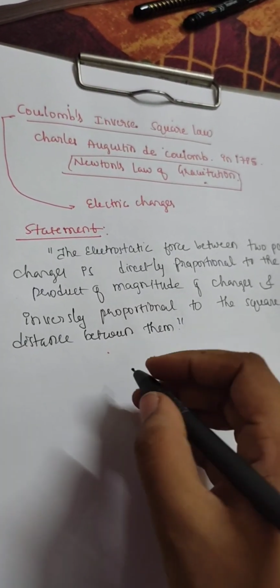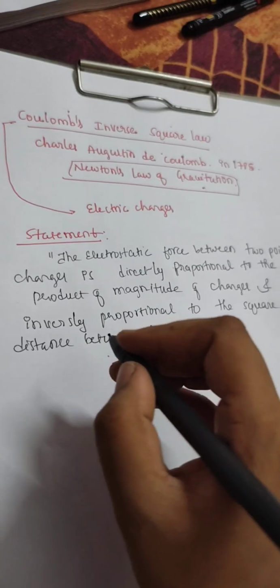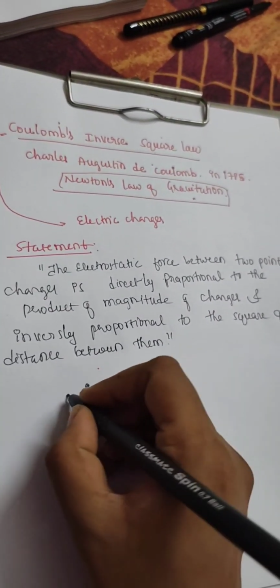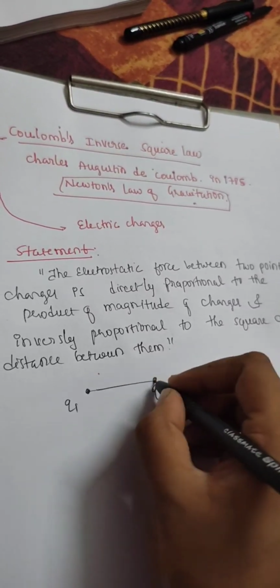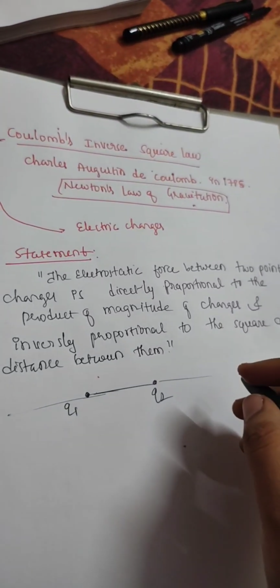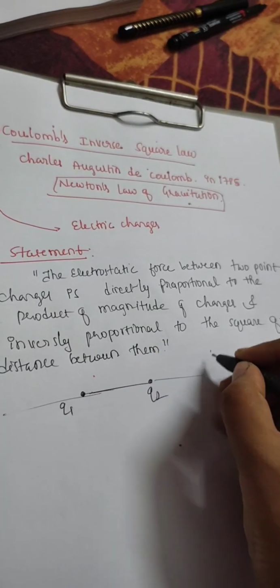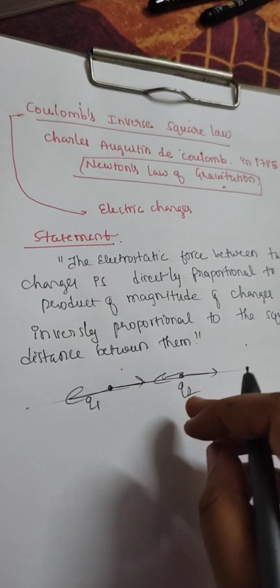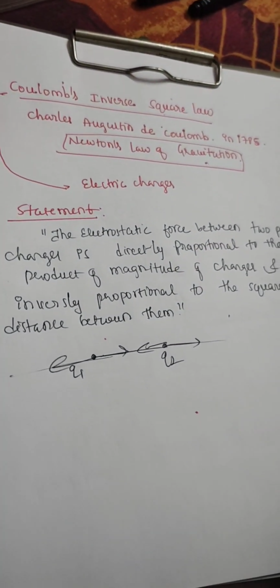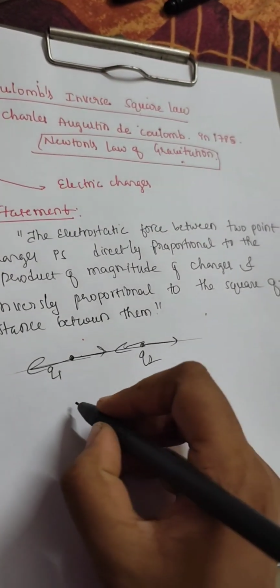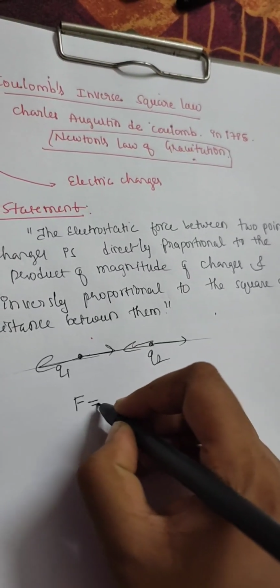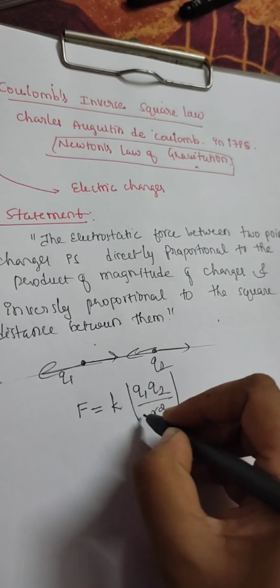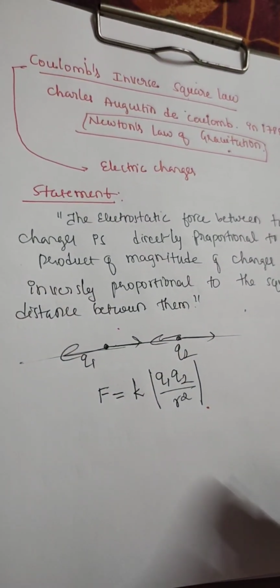This force always acts along the line joining the two points. If we consider two charges q1 and q2, it always acts along the line joining the two charges. It may be a repulsive or an attractive force, depending on whether the charges are like charges or unlike charges. The mathematical form is F equals K times mod of q1 q2 by r squared.